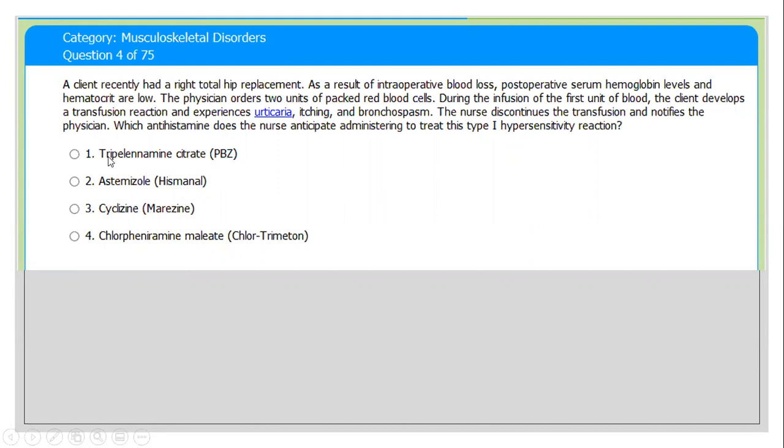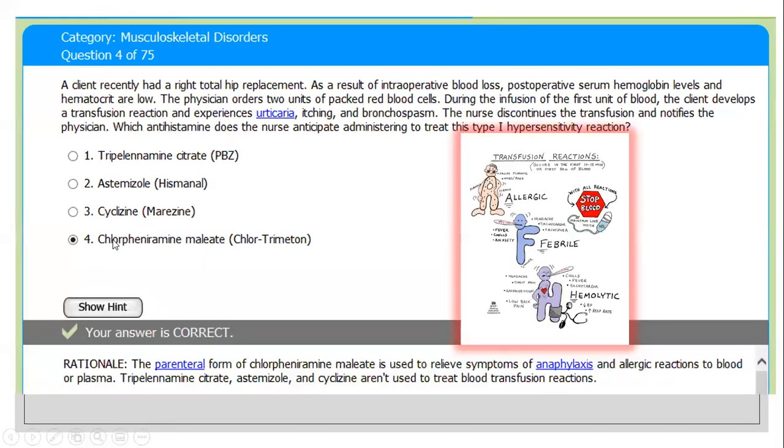Number 1, diphenhydramine. Number 2, it is famotidine. Number 3, cimetidine. Number 4, chlorpheniramine. The correct answer is number 4, chlorpheniramine. The parenteral form of chlorpheniramine maleate is used to relieve symptoms of anaphylactic reactions or allergic reactions to blood transfusion or plasma transfusion.